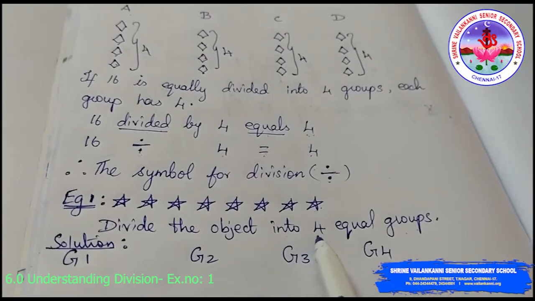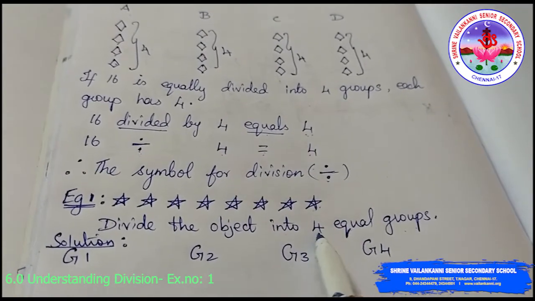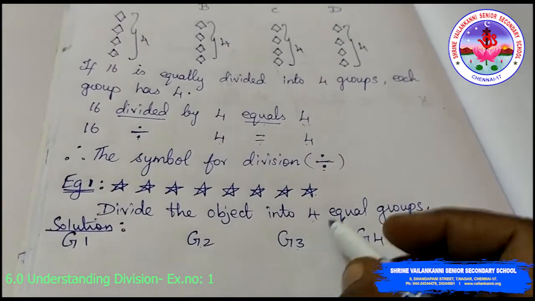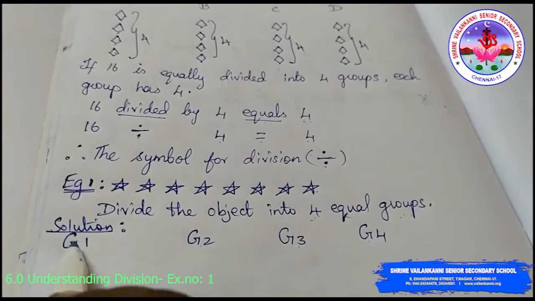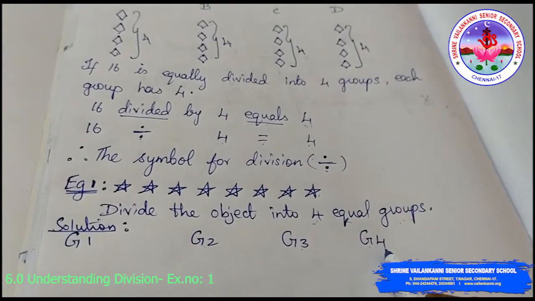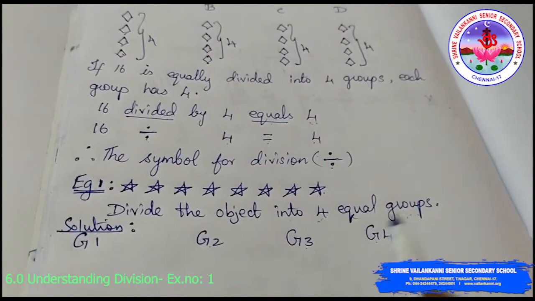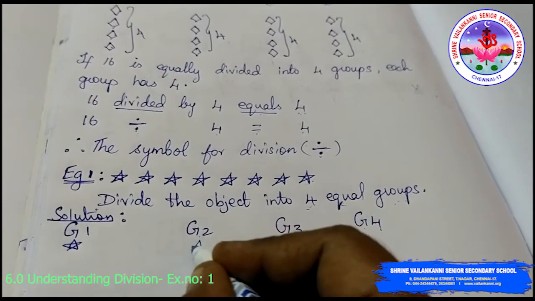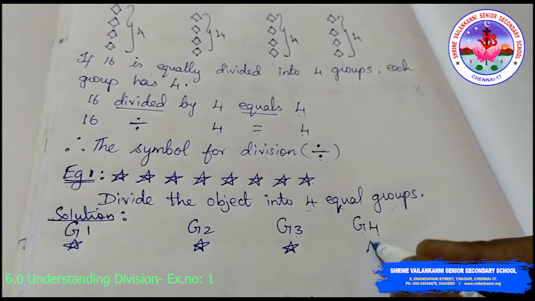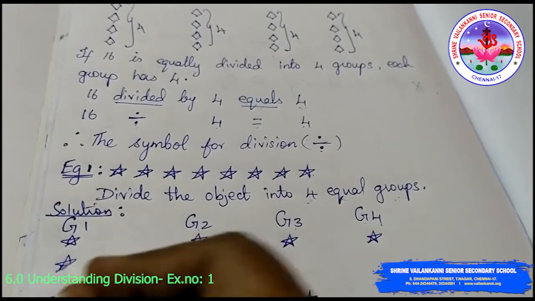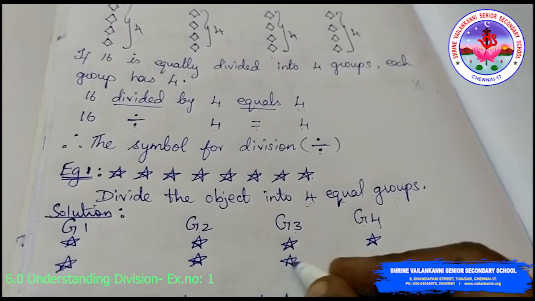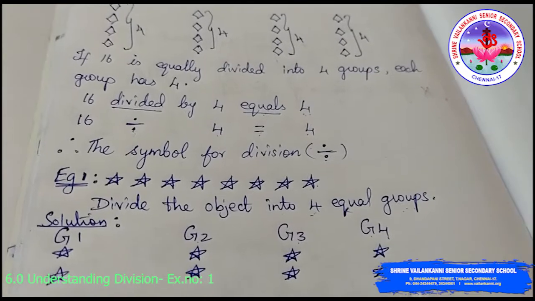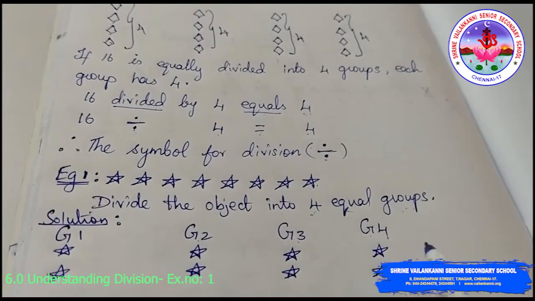First we have to split the groups: Group 1, Group 2, Group 3 and Group 4, because it has been said 4 equal groups. I have written the 4 groups separately. Totally how many stars do we have? 8 stars. So we will split: 1 star, 2, 3, 4, 5, 6, 7 and 8. So these 8 stars have been divided into 4 equal groups.